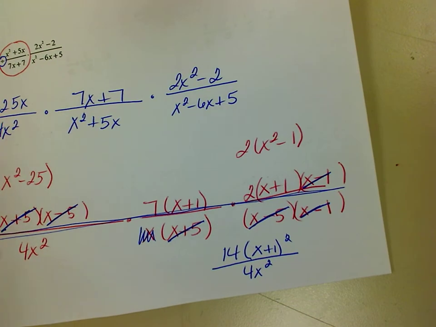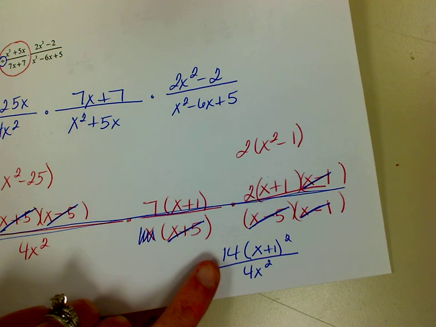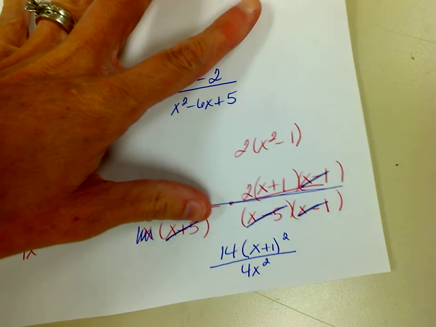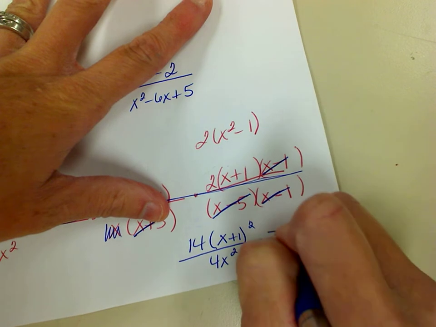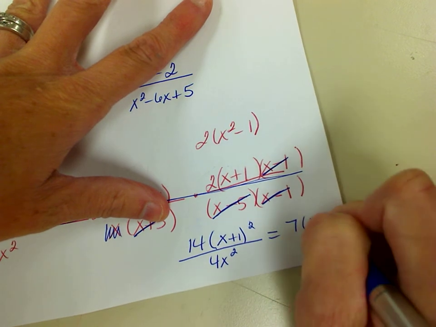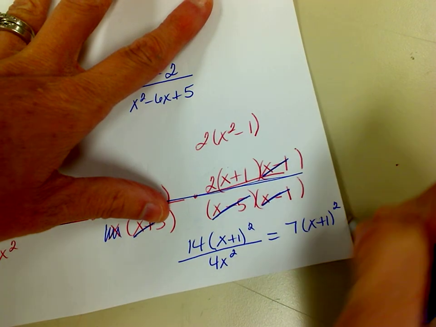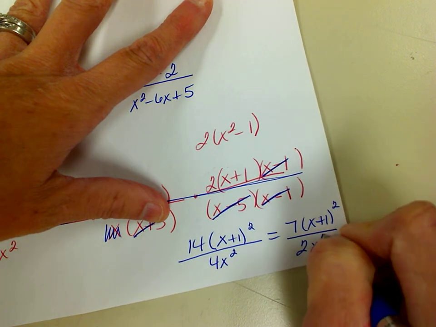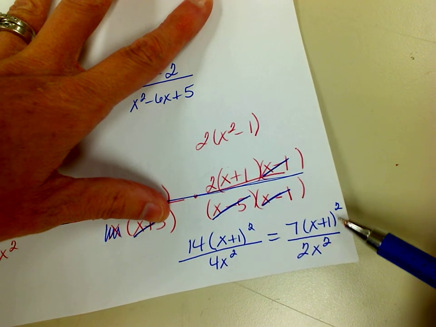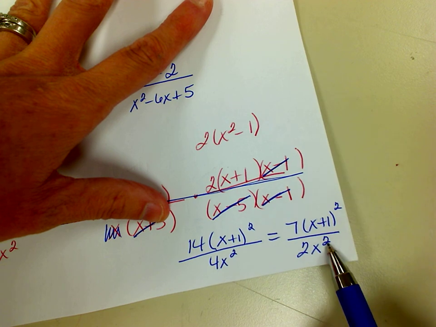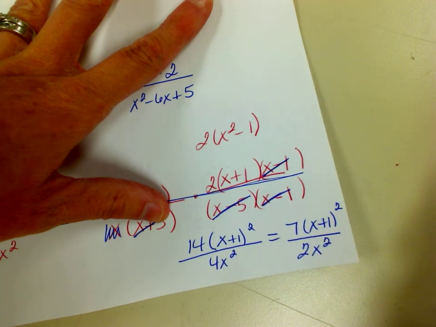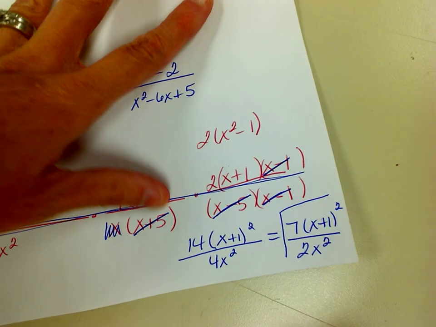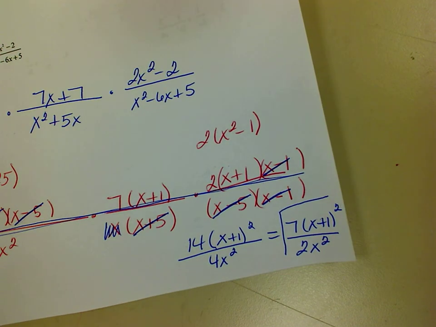Okay. I actually can do one more thing. I can reduce the 14 and the 4. I can divide these both by 2. So I get 7 on top, and then I get 2 on the bottom. And I cannot cancel these squares out because this is x squared and this is x plus 1 squared. They're 2 different things. So that's as far as I can go. Whoops. So that is 6-1.